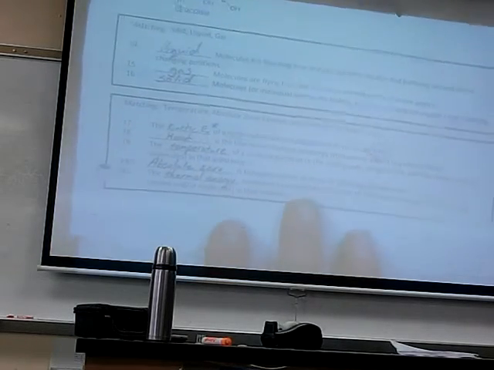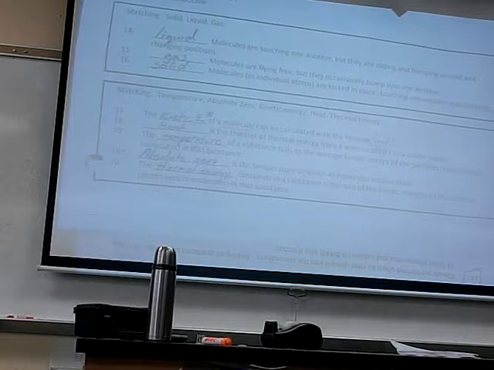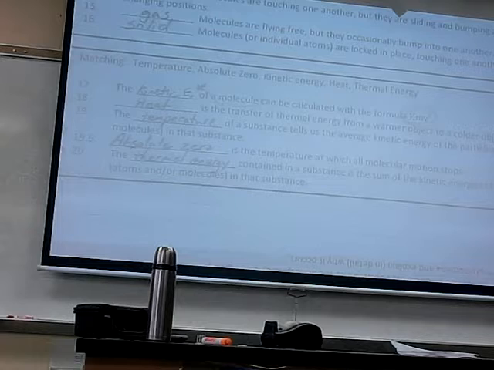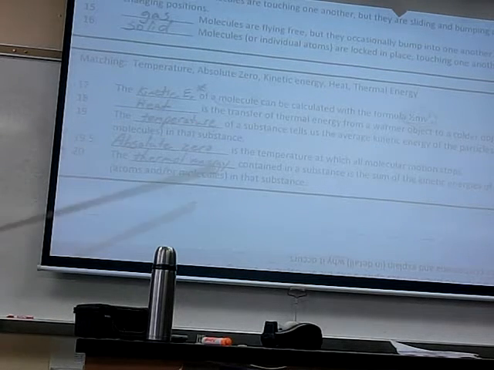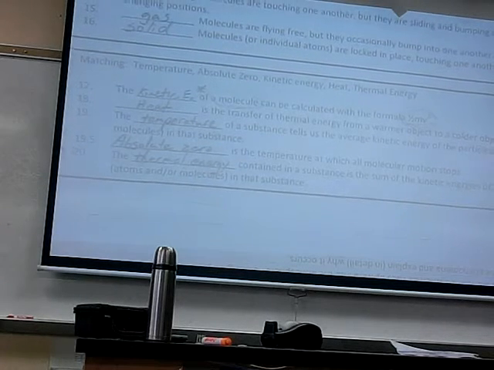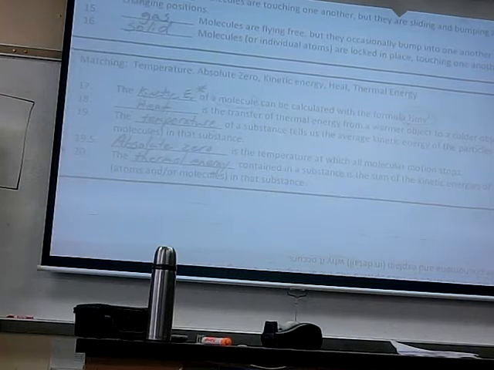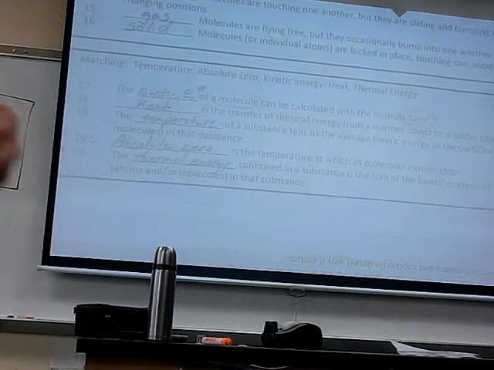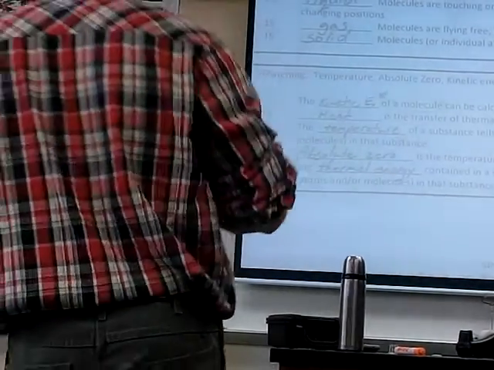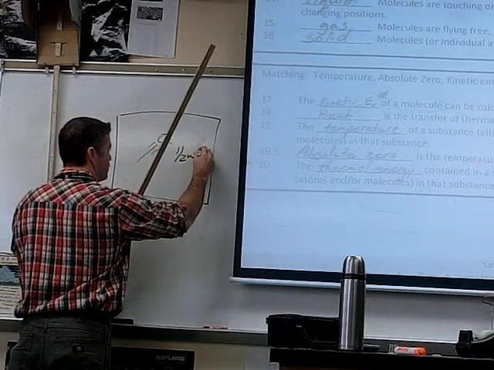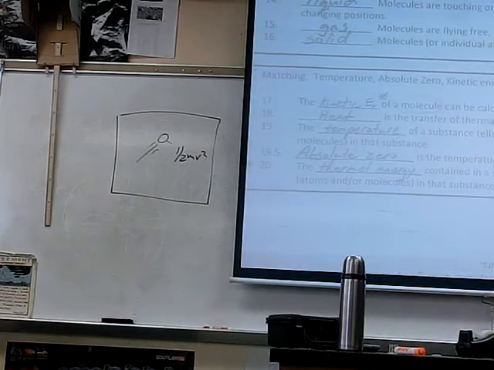Number 17, I put an asterisk here because I really think there is another answer in this specific situation that would have been okay. The kinetic energy of a molecule is calculated with 1/2 mv squared. That's the straightforward answer. That's probably what you guessed. But if you just have a molecule in a box, and this molecule is bouncing around, and you did 1/2 mv squared, that would give you the kinetic energy of that molecule and what else?